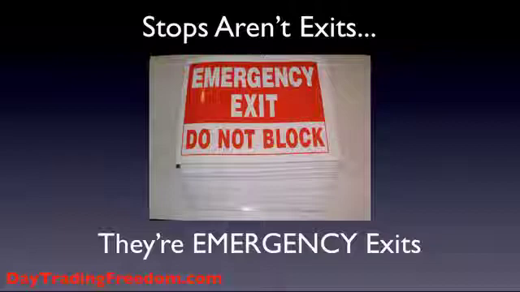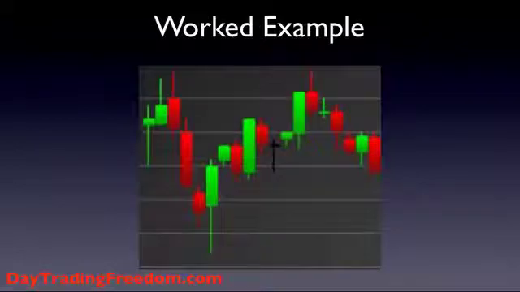Let's have a look at a couple of examples of where you might place stops in actual trades. If we have a look at this chart, we can see that it's setting up nicely for a short. We've got a couple of reasons why that is so. You can see it's made a high and then it's failed to make a higher high with the second arrow.